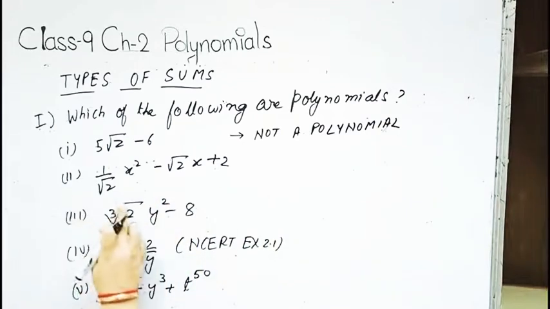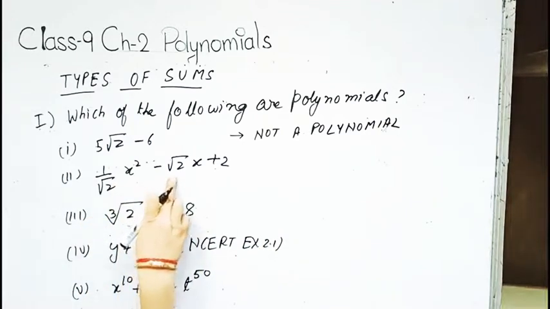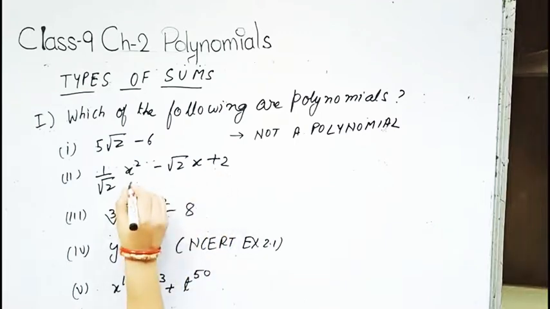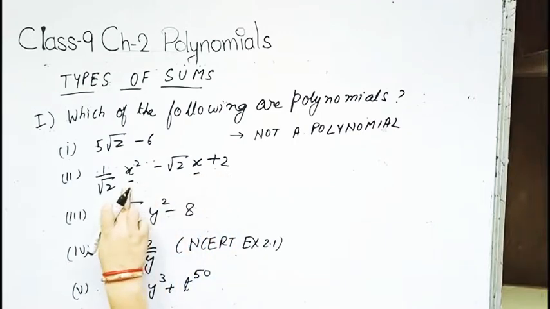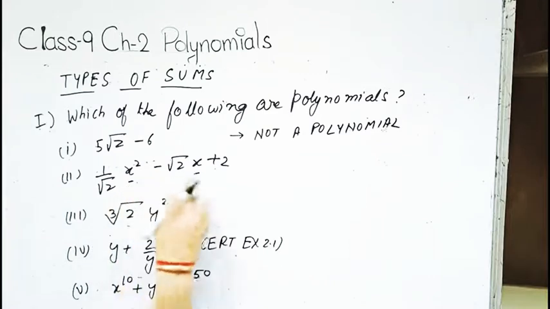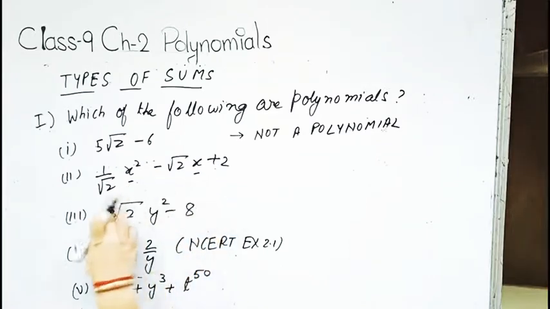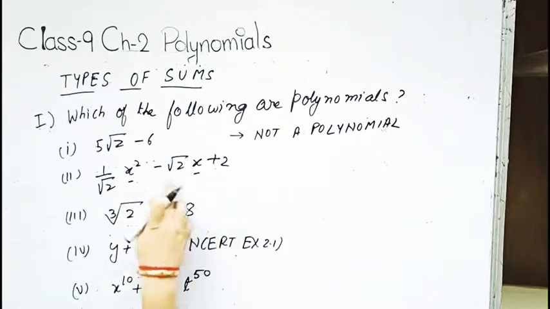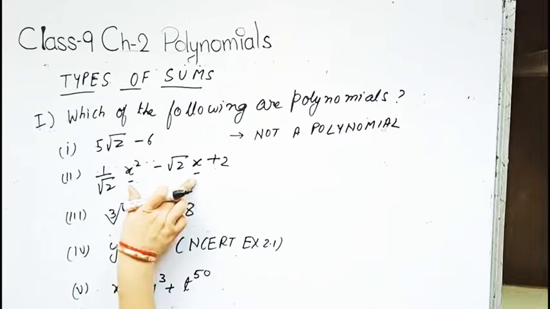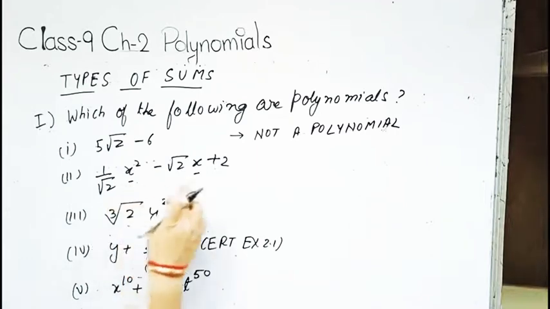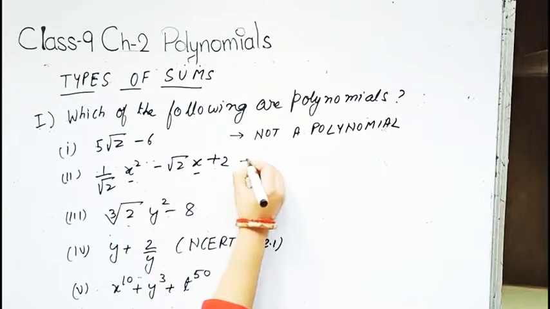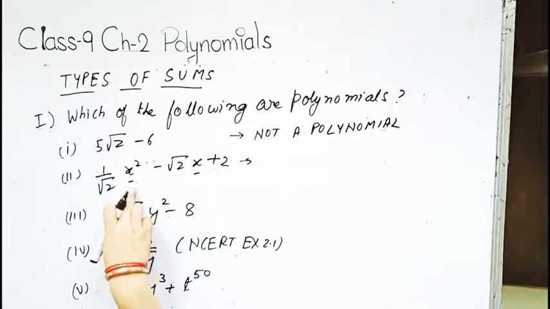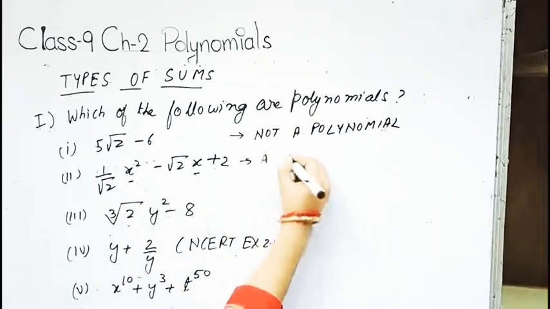Example number 2, 1 by root 2 x square minus root 2x plus 2. You children, only see the variable. The power of the variable over here is 2. Power of the variable over here is 1. You don't see the irrational numbers present as the coefficients. It can be any real number. Only the power of the variable you have to see. The power of the variable 2, power of the variable 1, therefore they are whole numbers. Means powers of the variables are whole numbers, therefore it is a polynomial.